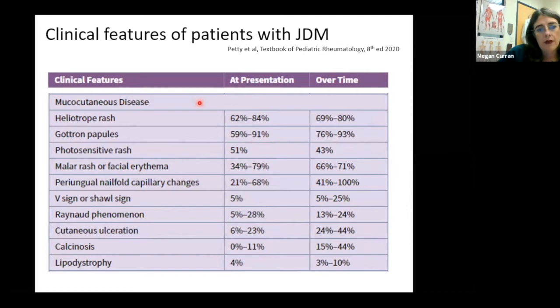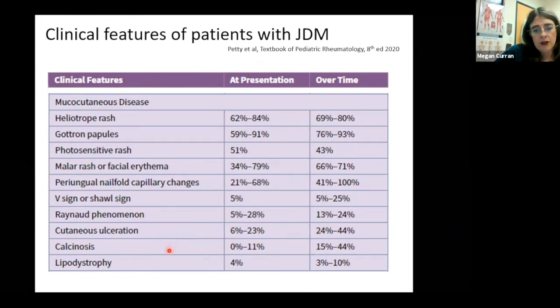Then thinking about how it affects the skin, we talked about heliotrope and Gottron's papules being the most common. Photosensitivity means that the skin is sensitive to the sun, and the sun will bring out a rash. We saw examples of the malar rash on the cheeks and the nail furrow changes in the shawl sign. Raynaud's phenomenon is a condition where the skin of the hands changes colors and becomes painful when the patient is exposed to cold. Ulcerations mean that the skin can break open in certain patients.